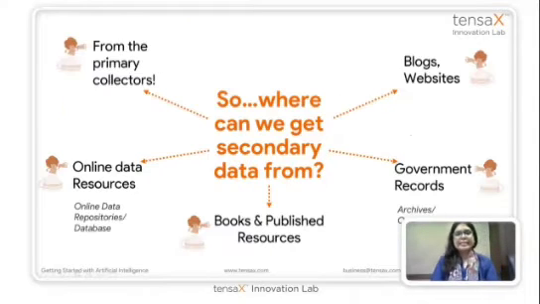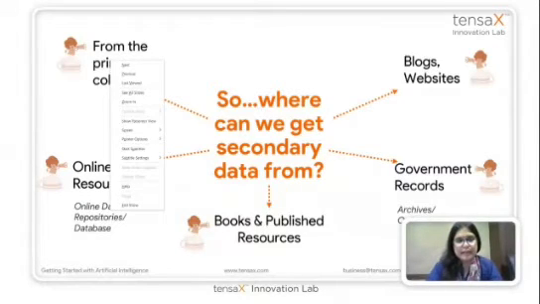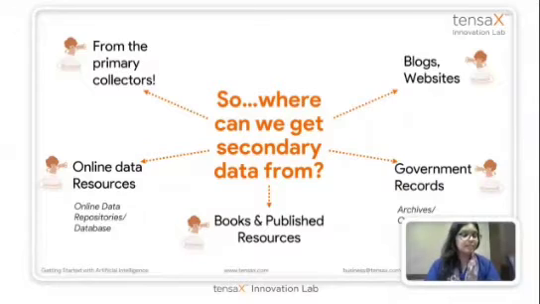Secondary data, we can, of course, get it from the primary collectors, the people who actually went out and either did the survey, got the data, or they ran tests on a machine and collected certain data, right? We can get them to share their data with us. Another option is to go for online data resources. There are a number of online data repositories and databases that we can access that are free of cost, and that let us basically download the data that they have.